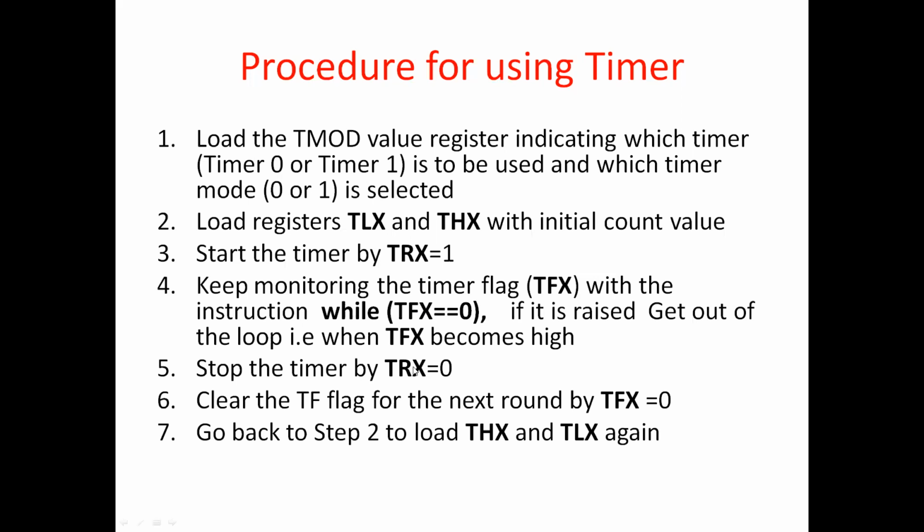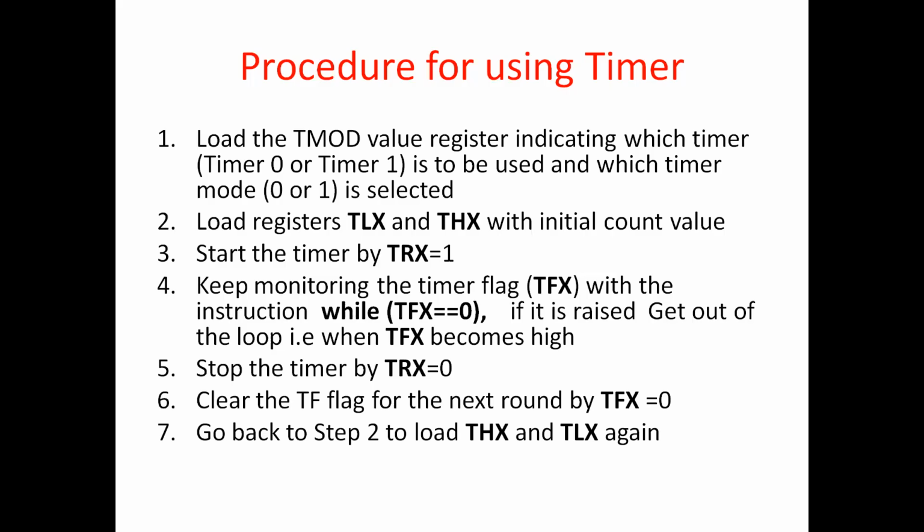So after the required delay is over, you need to stop the timer, clear the flag, load the required values of TH and TL, and again repeat the process. Load the values, go to step 2, decide what value we will be loading, and again start the timer. So this is the general procedure for operation of the timer module. Thanks for watching.